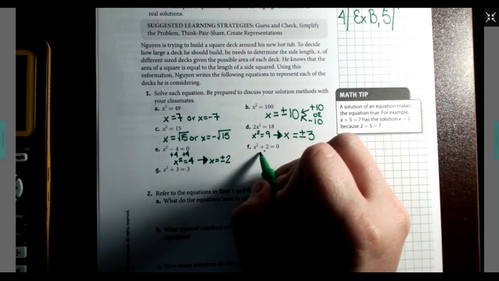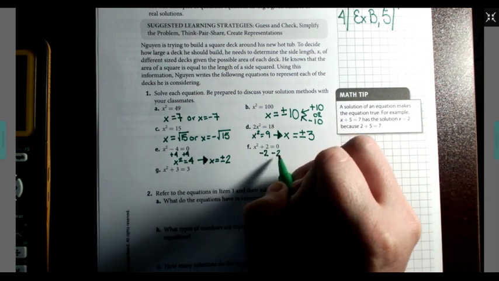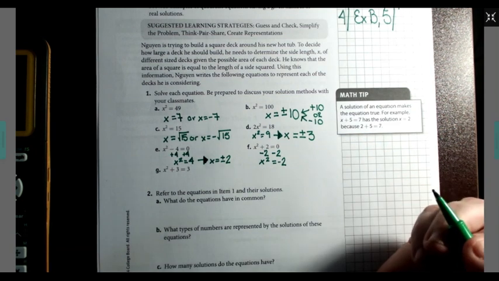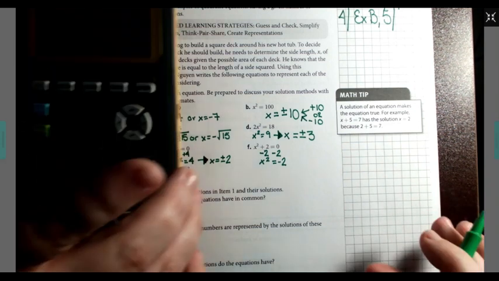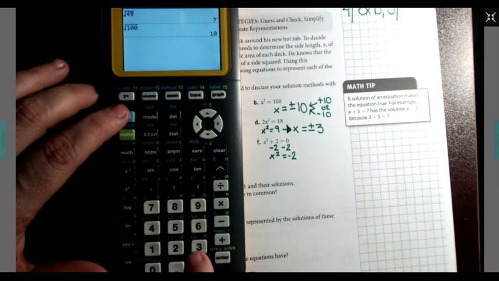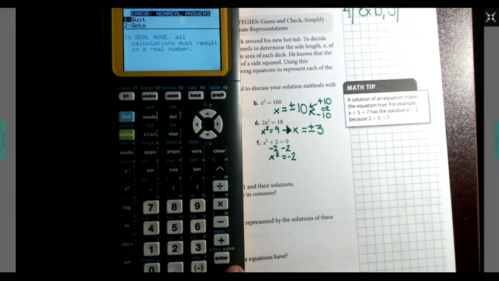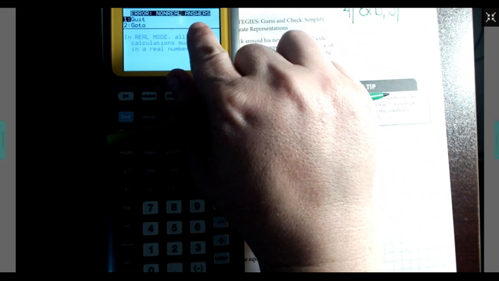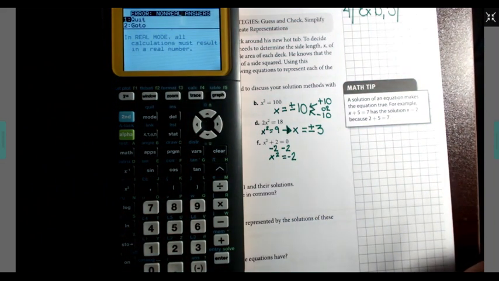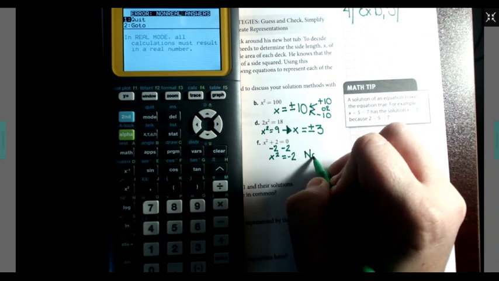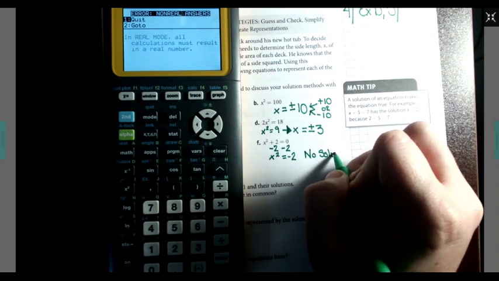All right, here we would subtract 2 from both sides. So x squared equals negative 2. There's an issue here. Watch this. The square root of negative 2. See how it says non-real answer? We can't take a number, multiply it by itself, and get a negative. So this would have no solution in our case.